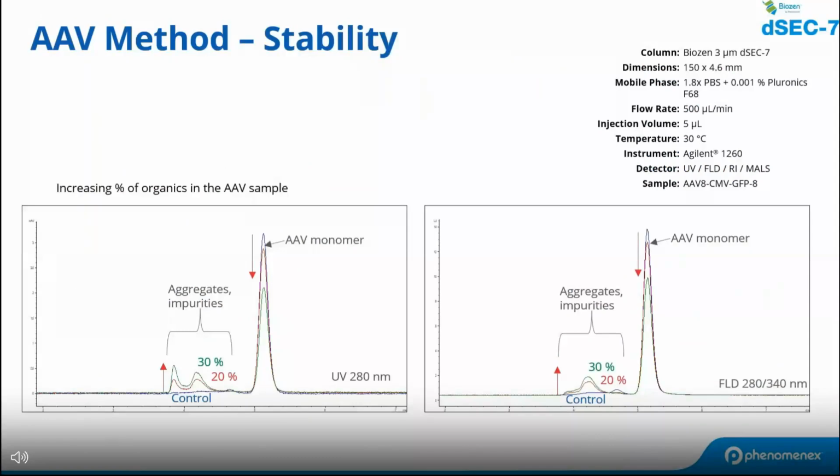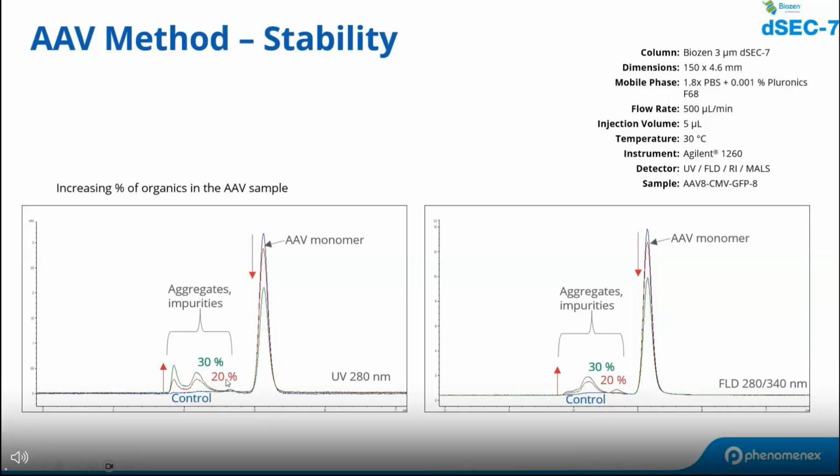So the last data I want to show is AAV stability. With this particular AAV, what I did was I decided to expose it to an increasing percentage of organics. So here on this graph on the left, what you see is the AAV monomer by itself. The blue is the control sample, which is pure AAV8 in PBS with 0.001% pluronic F68 added.